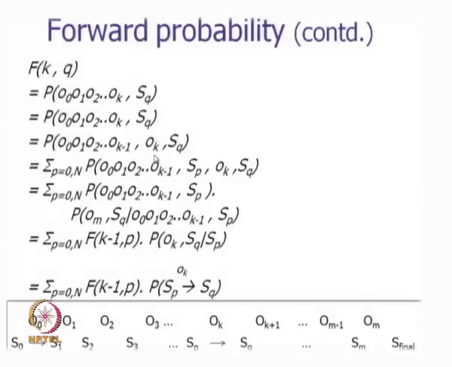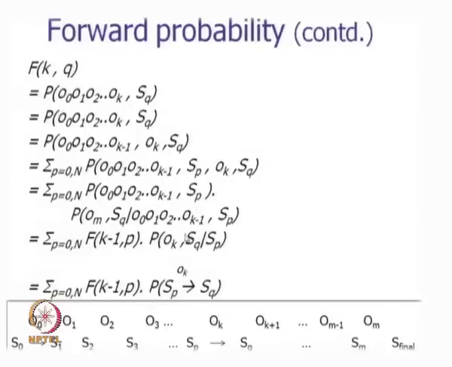I isolate this symbol Ok, the last symbol on the output sequence, and I also have this Sq. So, the whole probability expression now has 3 parts: O naught to Ok minus 1, the symbol Ok, and then the state Sq. Now, I introduce the state Sp. So, it is helpful to look at the picture when we look at these expressions.